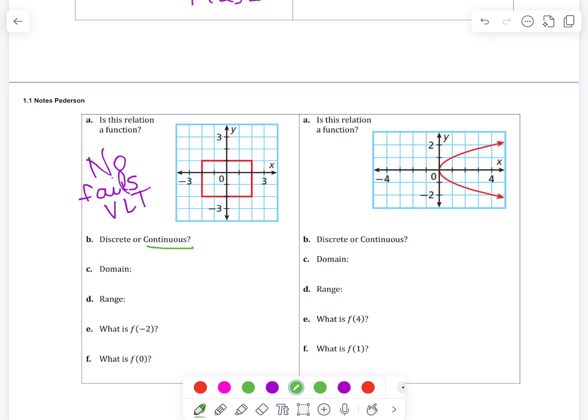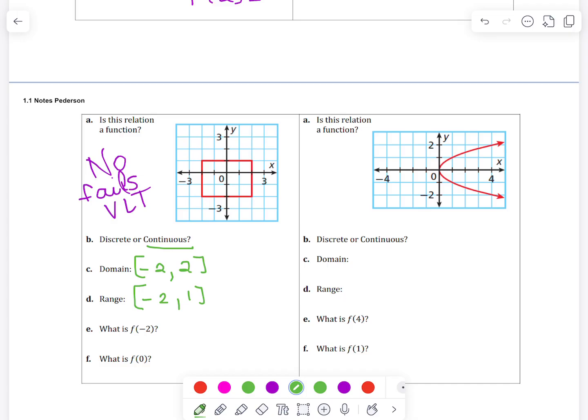The domain is where it starts and stops on the x-axis. So here's where it starts on the x at -2 and then stops at 2. So we can write it as -2, comma 2. The range where it starts on the y, here's -2 and then stops at 1. I'm just going to erase those.